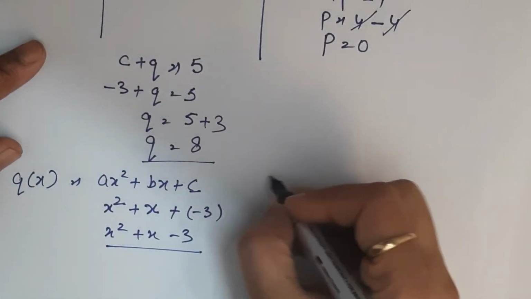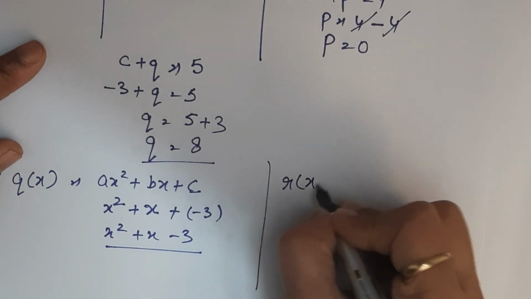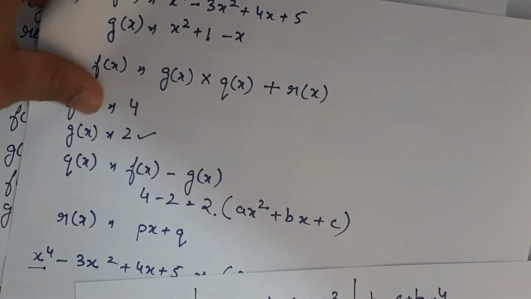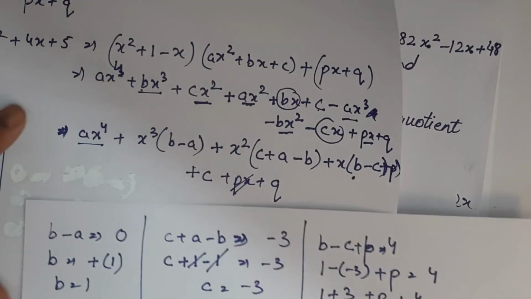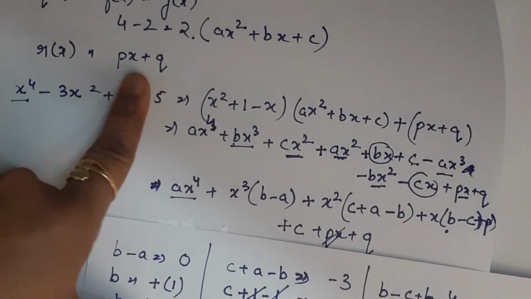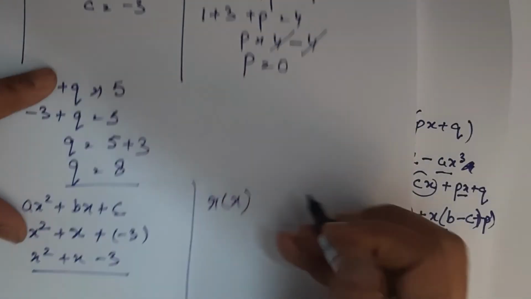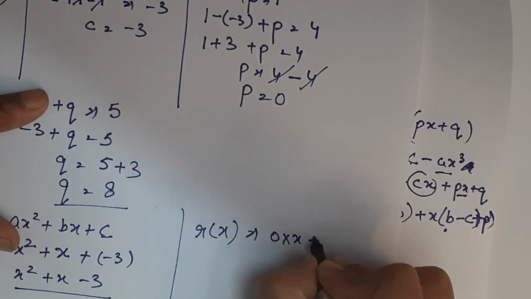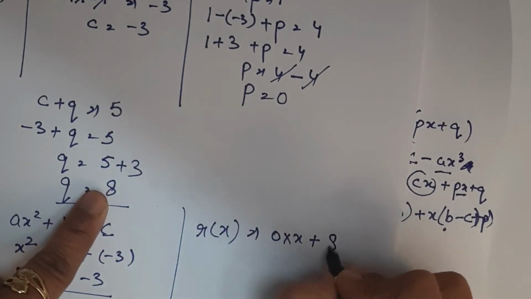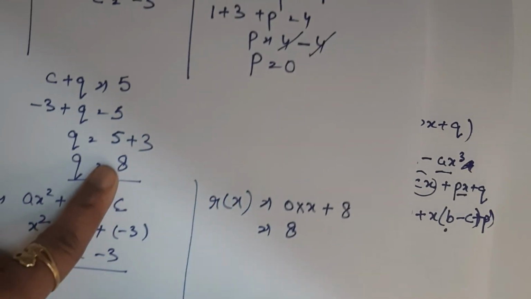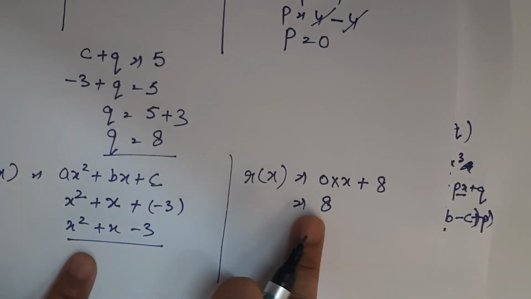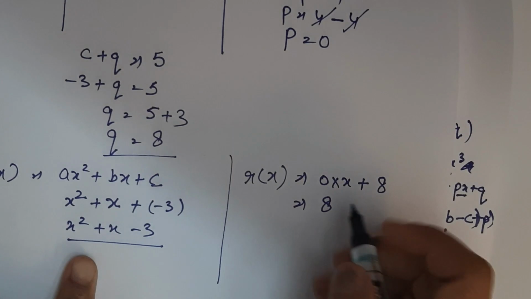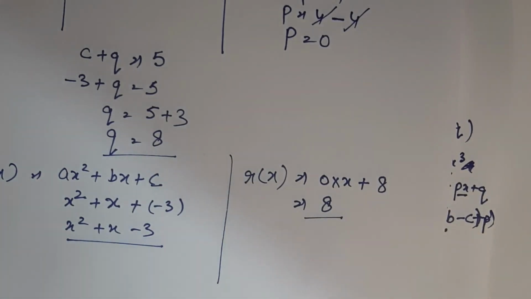Now the remainder, that is rx. We know the equation: rx is equal to px plus q. So p is 0, 0 into x plus q. q is 8. So rx is actually 8. So these are the two things they ask. Such types of questions will definitely come.